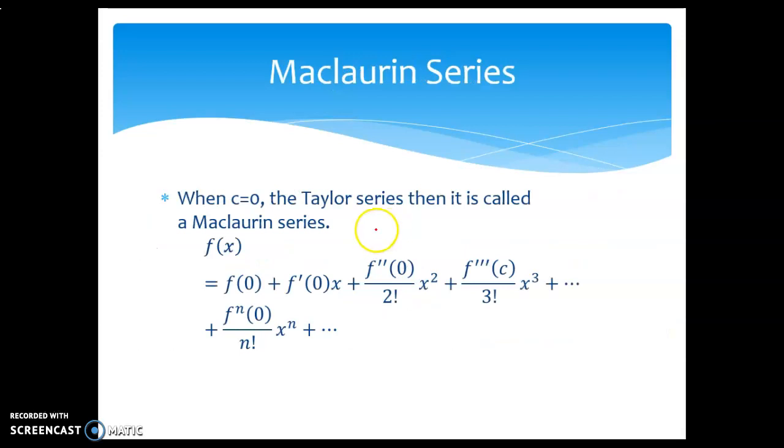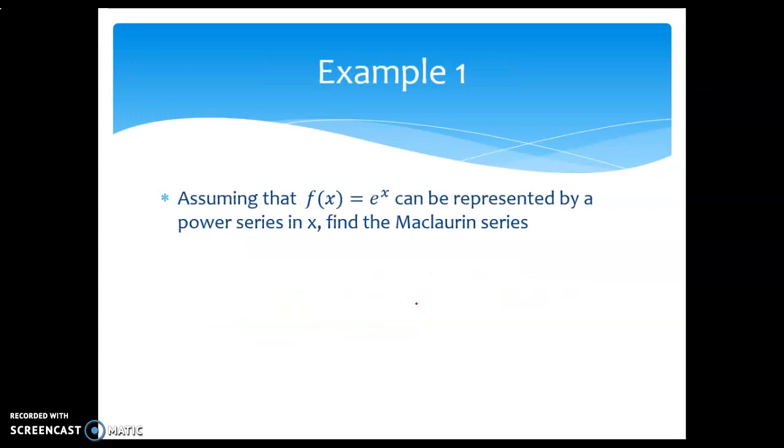Unlike the Maclaurin series, the Taylor series is centered at c, and the Maclaurin series is centered at 0. So they are pretty much the same. Here we want to find the expansion of these. So we want to find a Maclaurin series for e to the x.